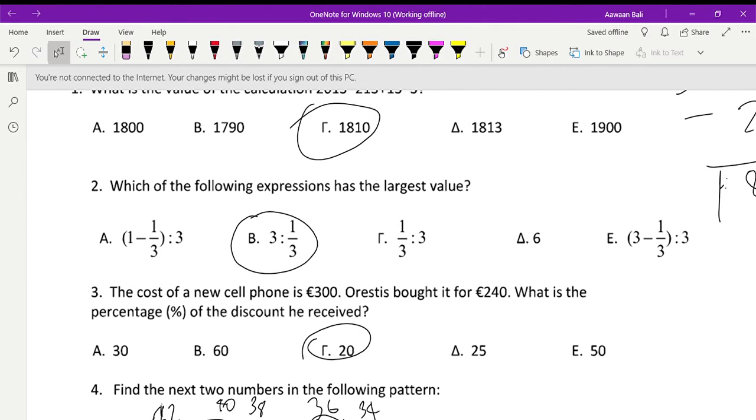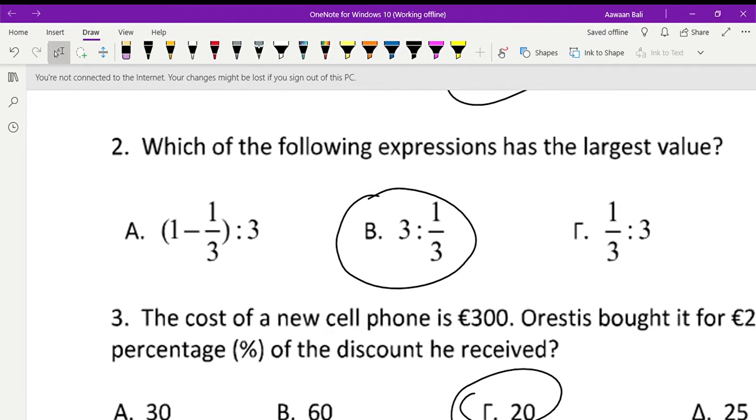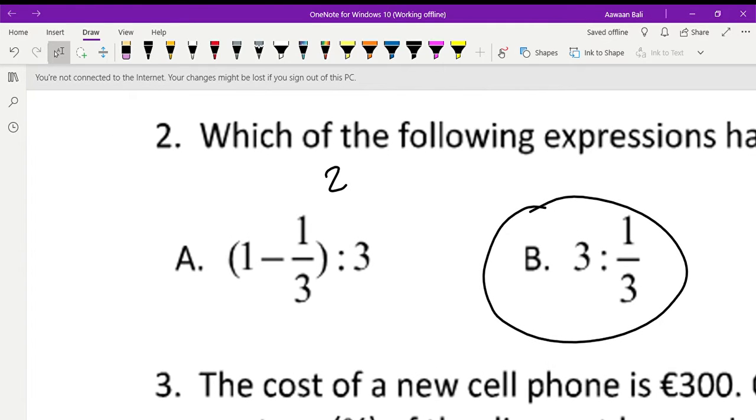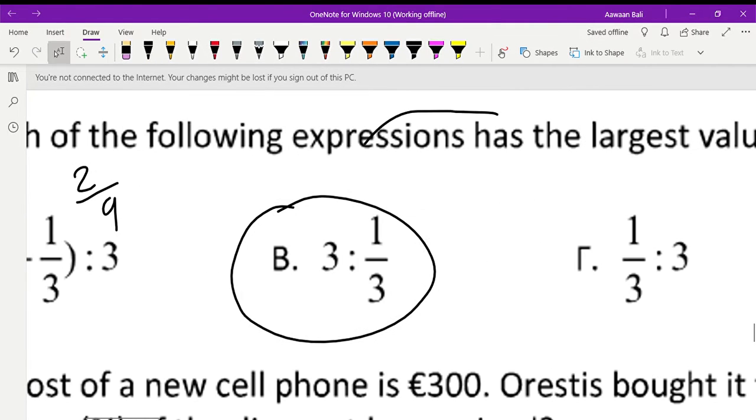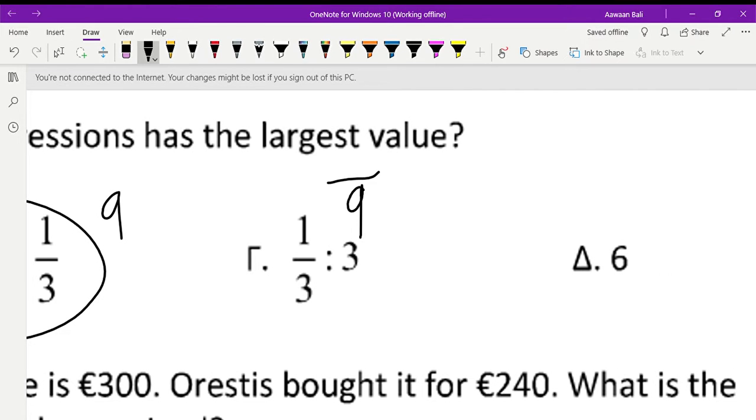Which of the following expressions has the largest value? Now, here in this case, the colon means that it's division. So first we have 1 minus a third, divided by 3. 1 minus a third is 2/3. 2/3 divided by 3 is 2/9. And then we have 3 divided by a third, which is 9. A third divided by 3, which is 1 upon 9.